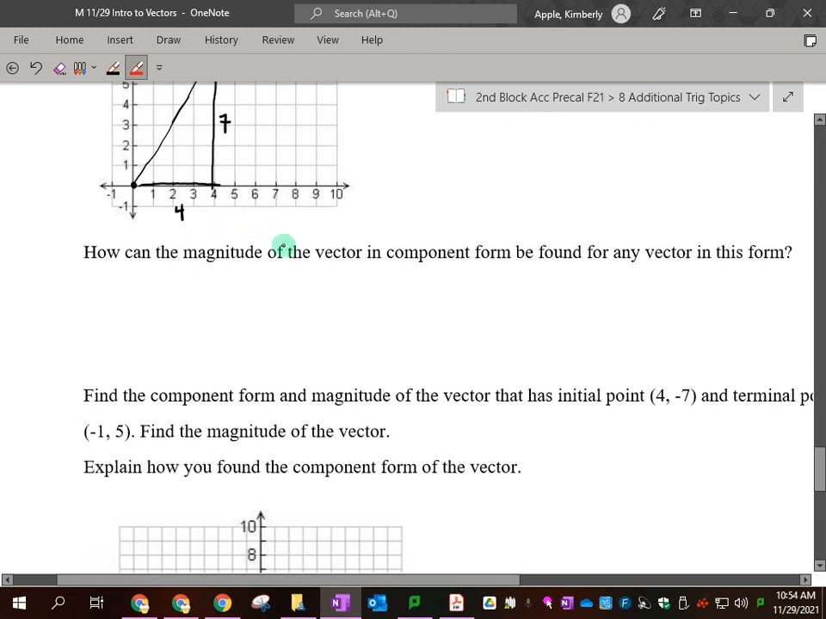How can the magnitude of the vector in component form be found for any vector? Well, if you have some vector <a, b>, let's say we have vector v defined to be <a, b> in component form. Well, the magnitude of vector v is just the square root of a squared plus b squared. Just do the Pythagorean theorem on it. All this means is the magnitude or the length of the vector v.